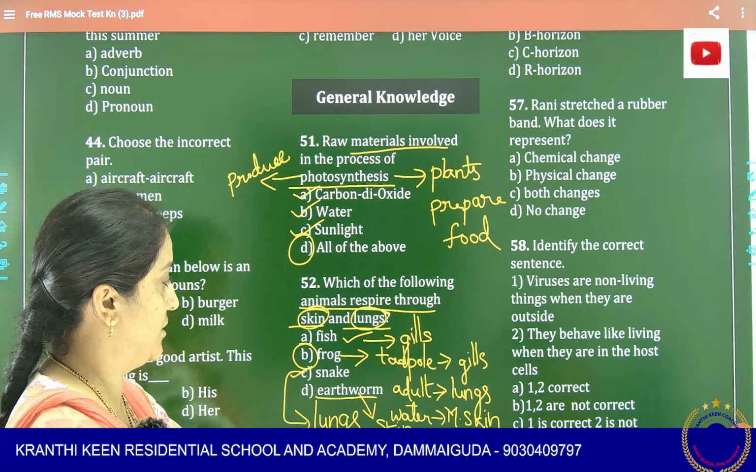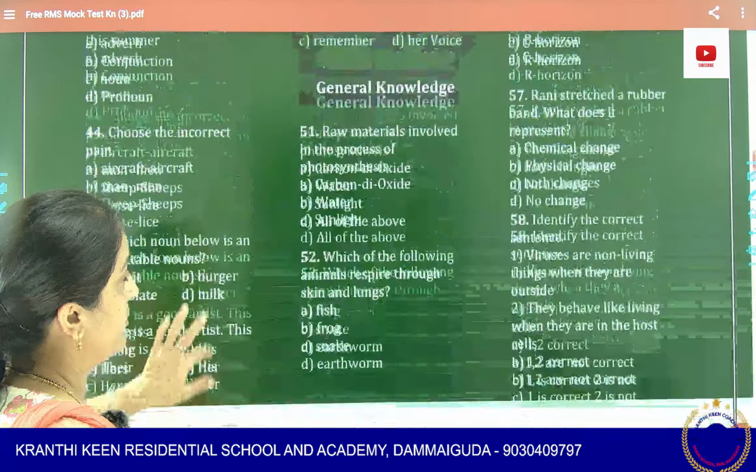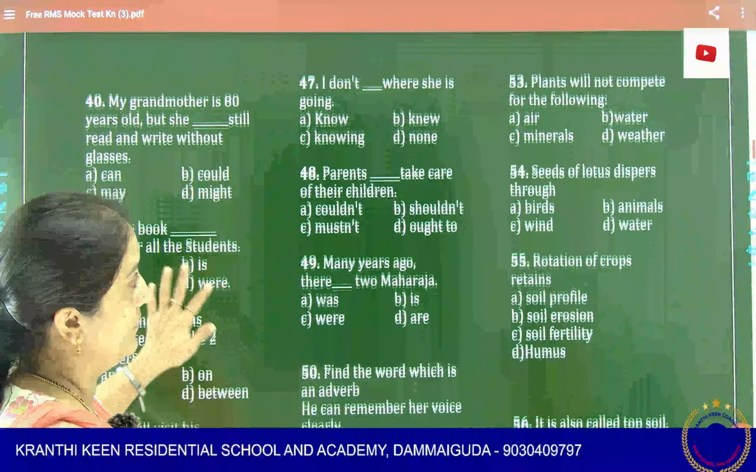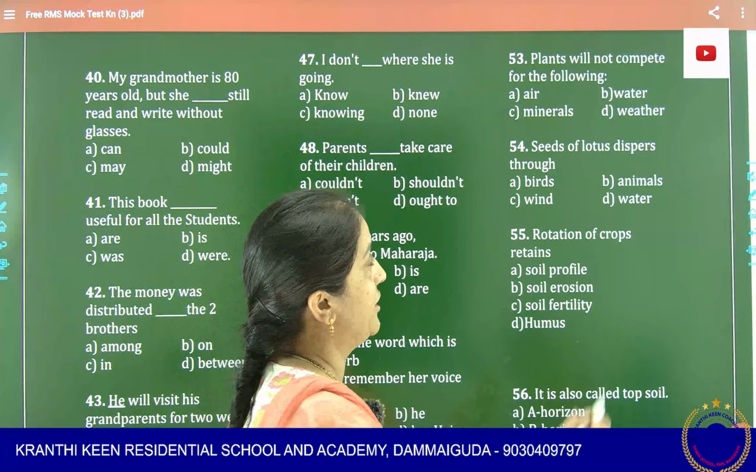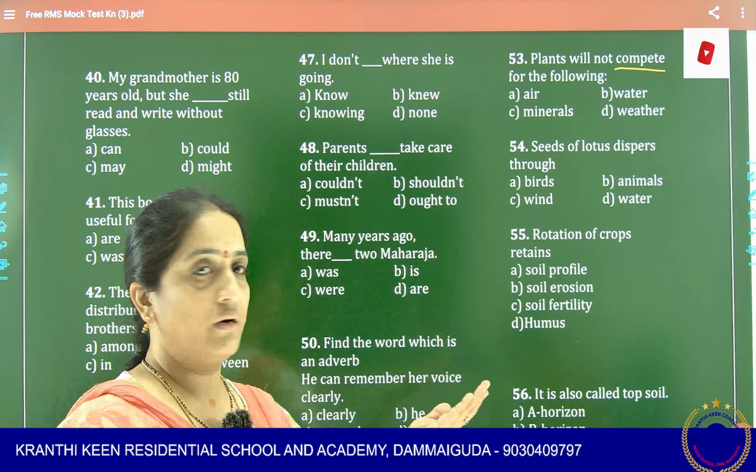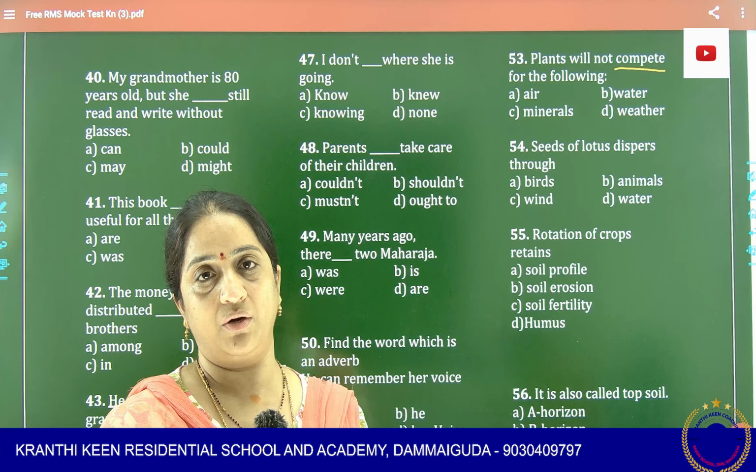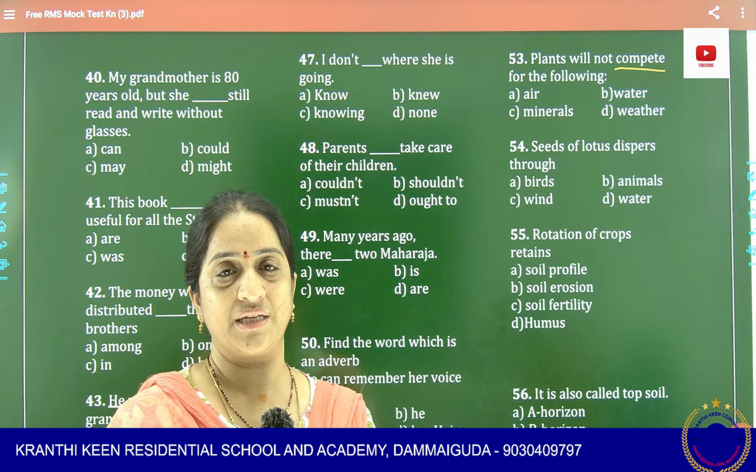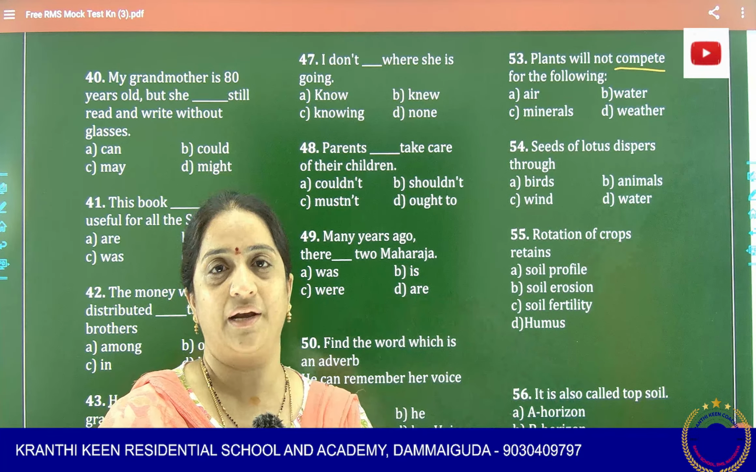Moving to the next question. 53rd question. Plants will not compete for the following. Compete is nothing but... so for what? See, in the seed germination lesson, we have learnt about seed dispersal also. Seed dispersal is nothing but seeds which move away from the parent plant.